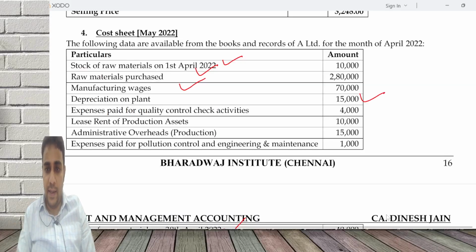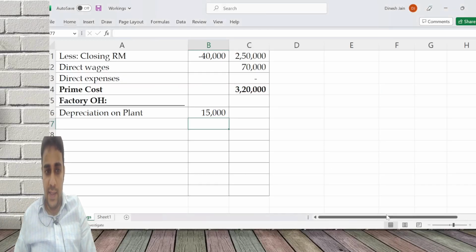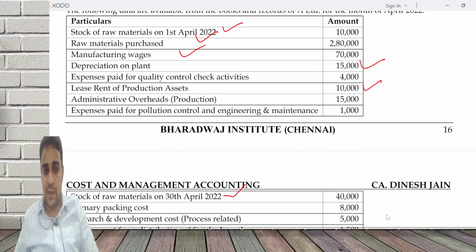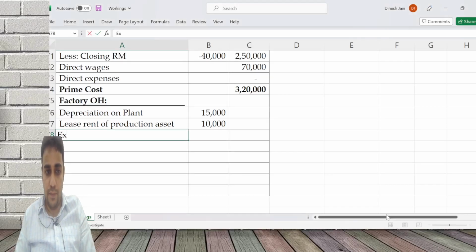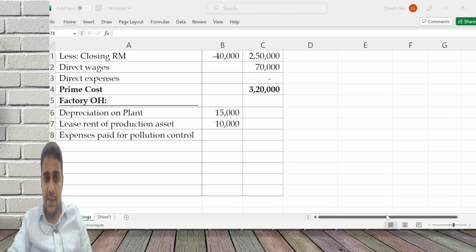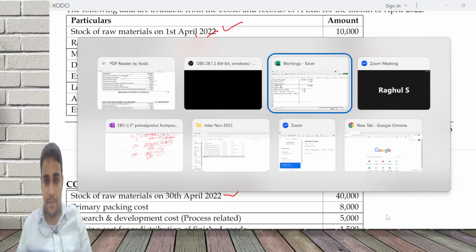Quality control is a separate line item. Lease rent of production asset can go to direct expenses. Pollution control. Pollution will happen at the factory. Quality control is a separate line item, but pollution control is not. I don't have a separate line item called pollution control, so I'm writing here: expenses paid for pollution control, 1,000.